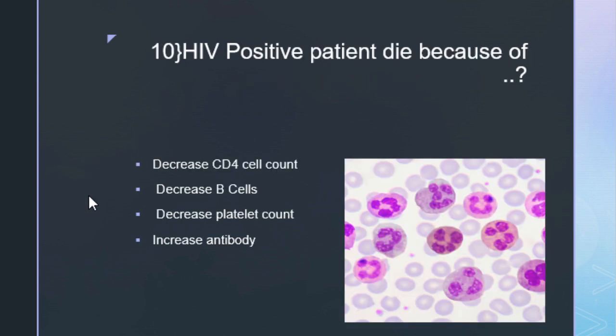So the last question of this series is, HIV patients die because of what? First option is decrease in CD4 cell count, decrease in B cells, decrease in platelet count and increase in antibody. As we have discussed, in HIV the person's immune system is deranged. What makes the immune system is our WBCs, which are also called CD4 cells. So the correct option will be first, decrease in CD4 cell count, which will cause the patient to die of HIV. Okay, so these were all the 10 questions in this series.